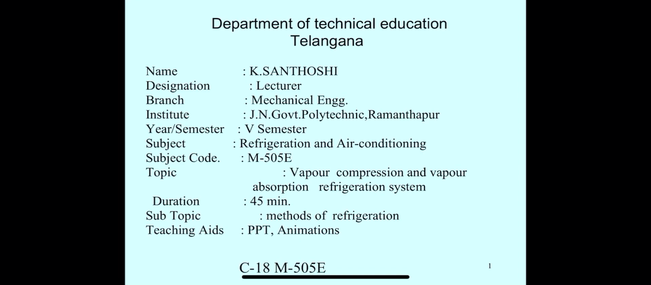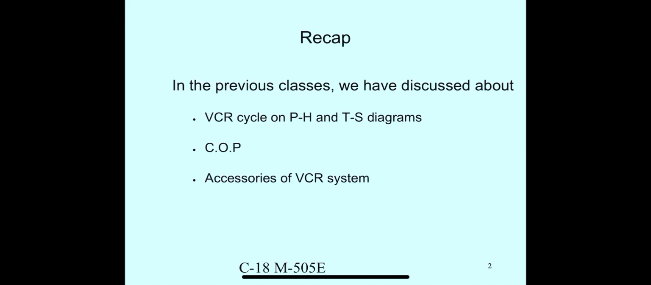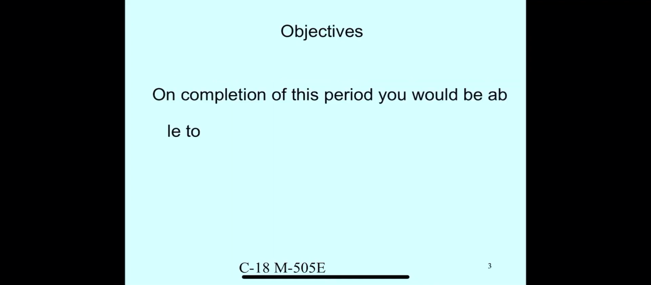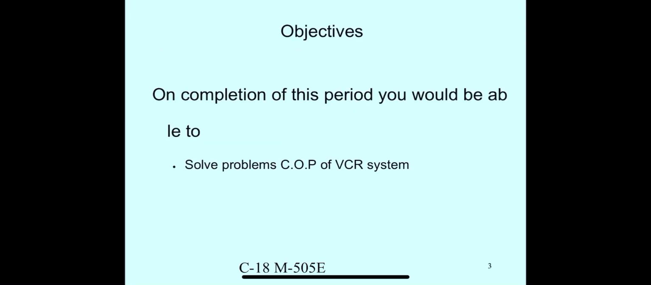My subject name is refrigeration and air conditioning. In this subject, the topic name is vapor compression and vapor absorption refrigeration system. In the previous class we discussed the vapor compression cycle on pH and TS diagrams, COP, and accessories of vapor compression refrigeration systems. Now we will look at complete problems on COP of the vapor compression refrigeration system.